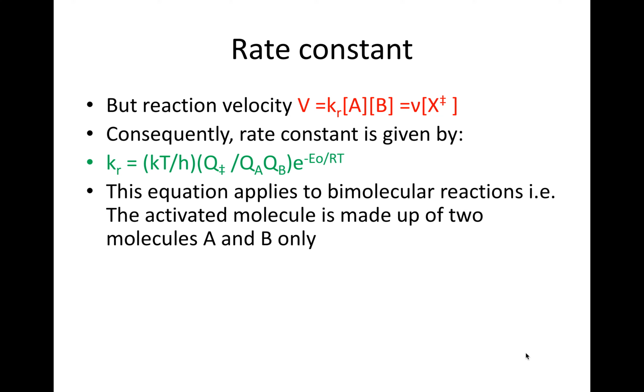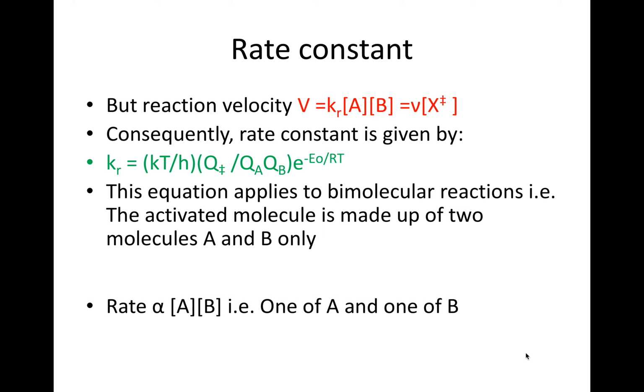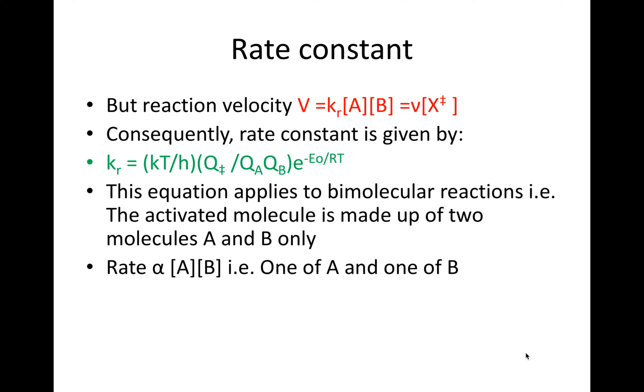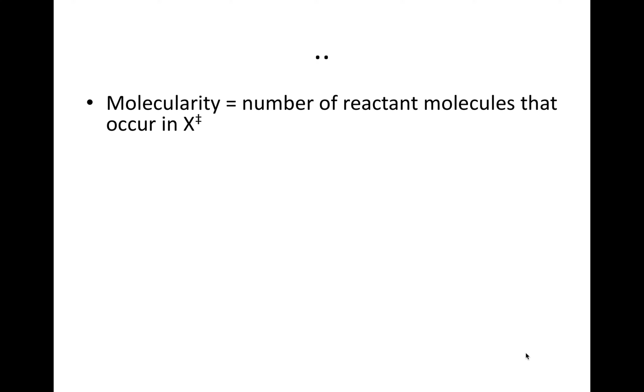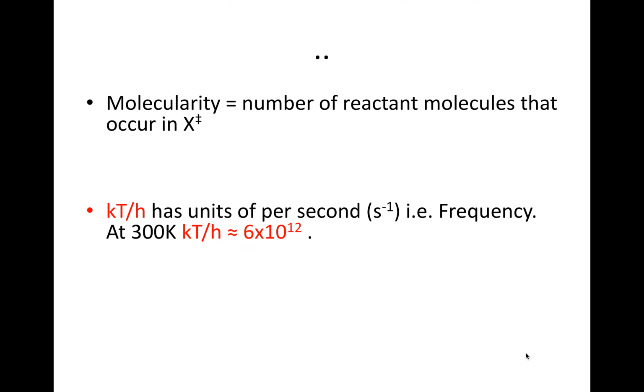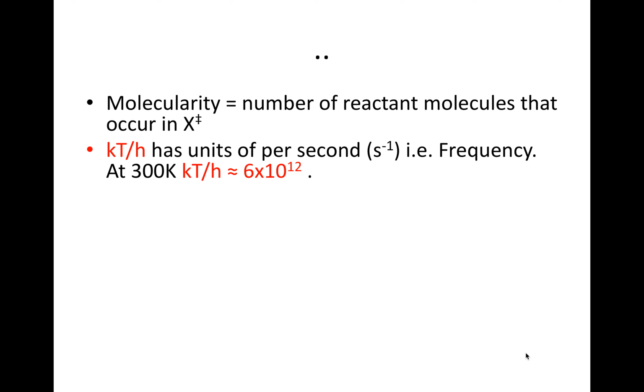This equation applies to bimolecular reactions, i.e. the activated molecule is made up of two molecules A and B only. So the rate is proportional to A times B, i.e. one of A and one of B. For n molecules, the rate is proportional to the product of n concentrations. Here now, molecularity is equal to the number of reactant molecules that occur in X double dagger, the complex. And kT over h has units of per second, i.e. is a frequency. At 300 K, kT over h is approximately equal to 6 times 10 to the 12.